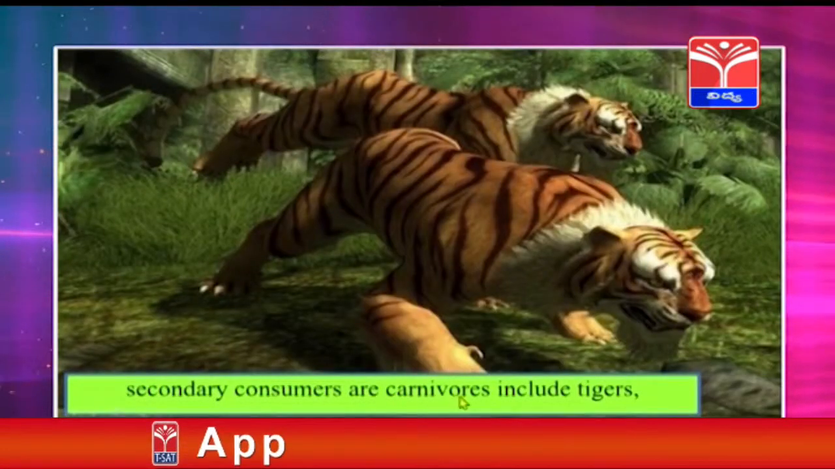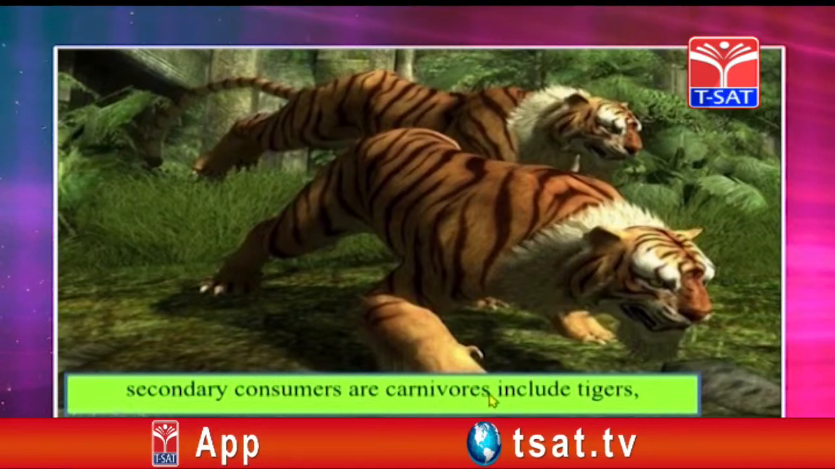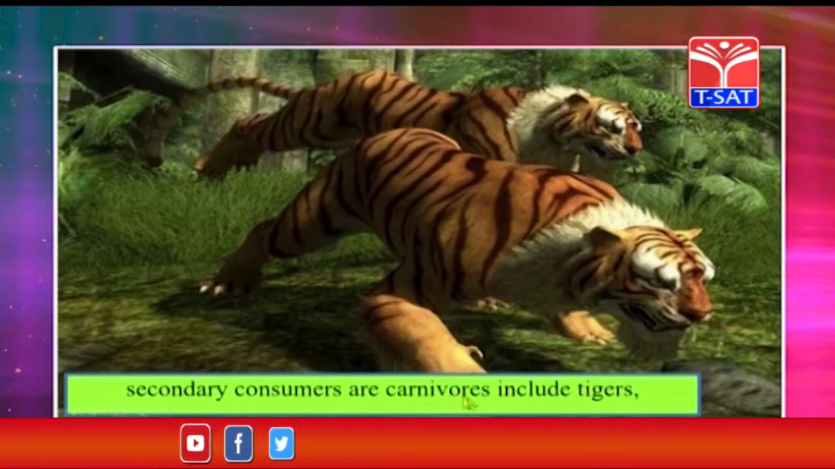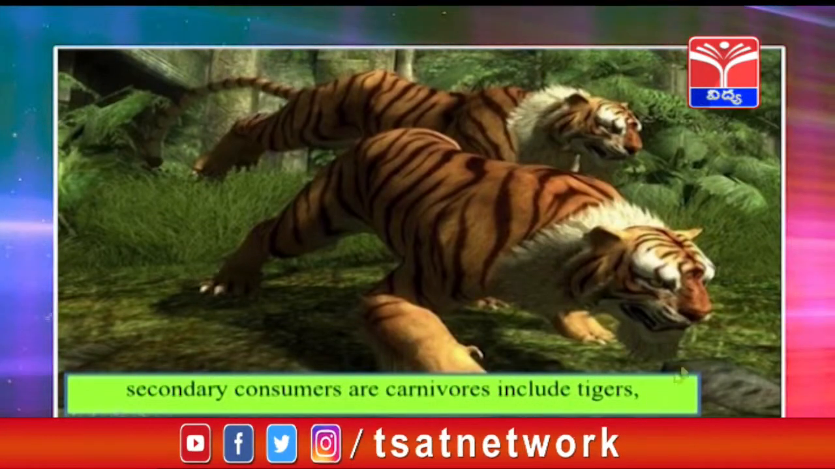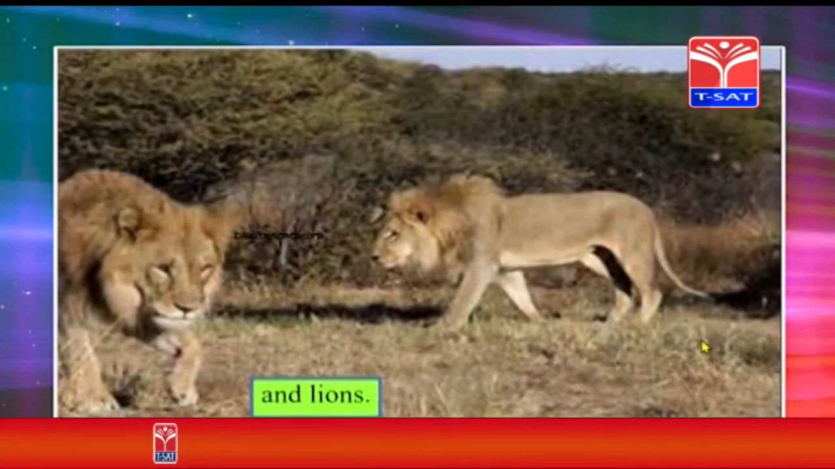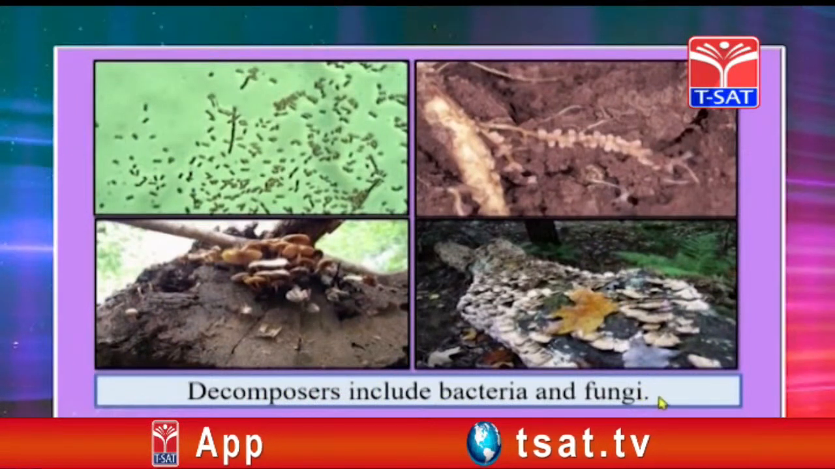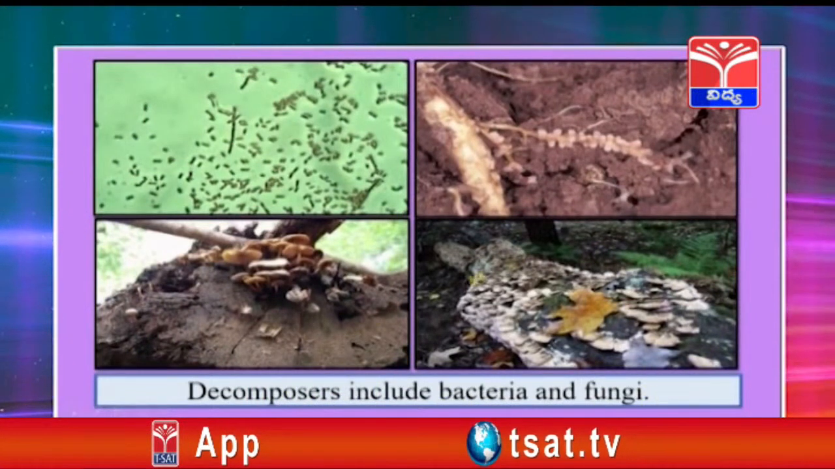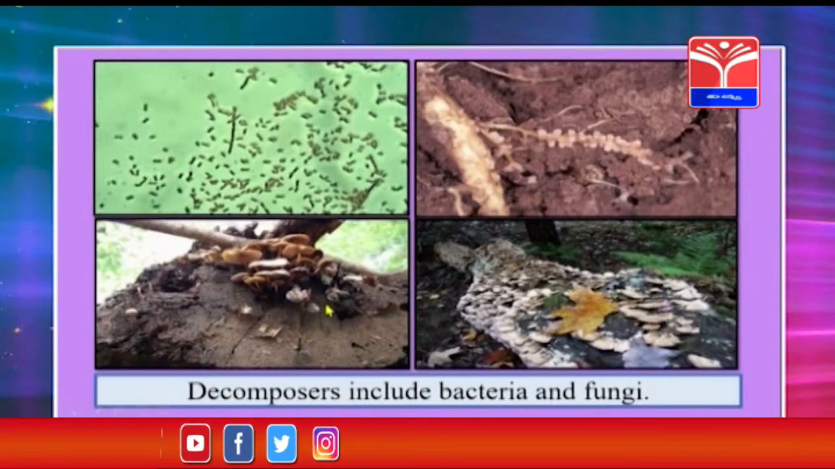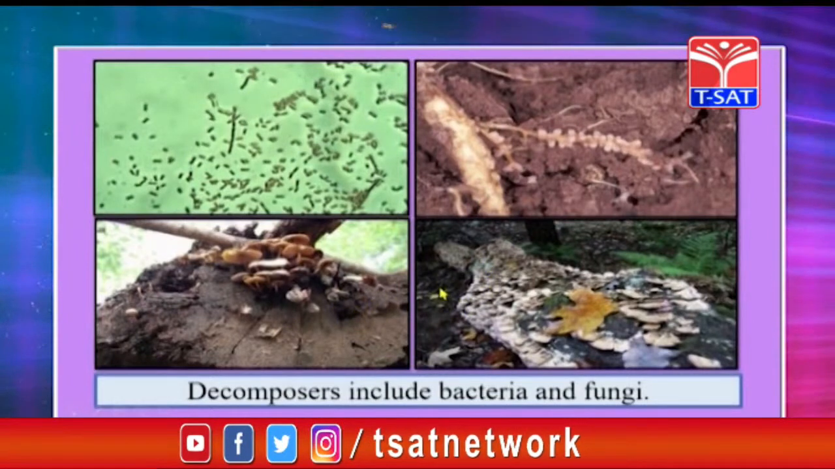Secondary consumers are carnivores because they eat the other animals. Mostly they eat the herbivores. So the secondary consumers in the forest ecosystem include tigers, wolves and lions. Decomposers include bacteria and fungi. These bacteria and fungi depend on the dead plant and animal bodies. They destroy the plant and animal bodies and add the nutrients back to the environment.